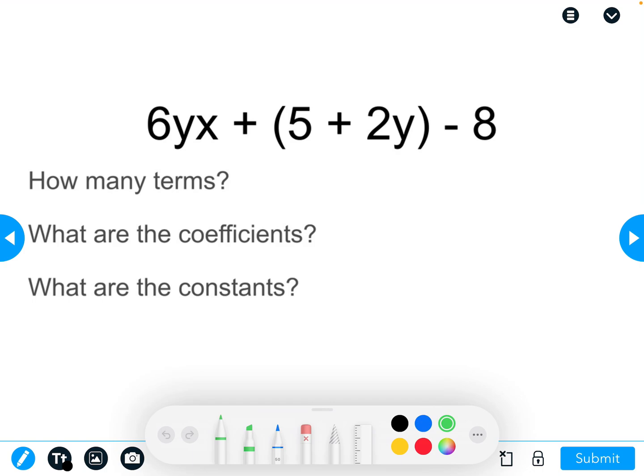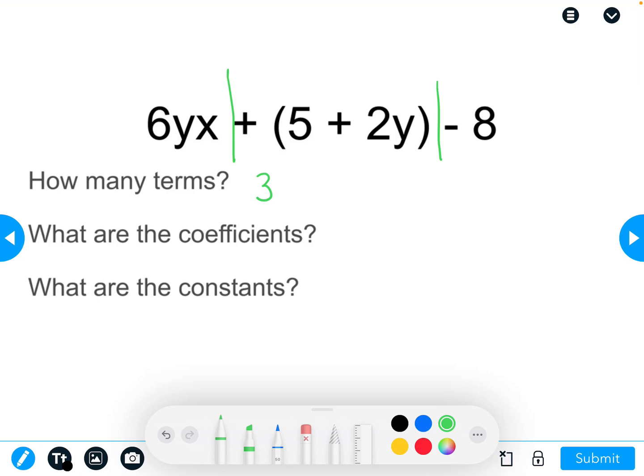All right, in our next example, I've included parentheses to remind you that we can't break up parentheses. So when we're dividing this into terms, we can put a line before that plus sign and a line before that minus sign because we can't break up the parentheses. That's one term. So how many terms?